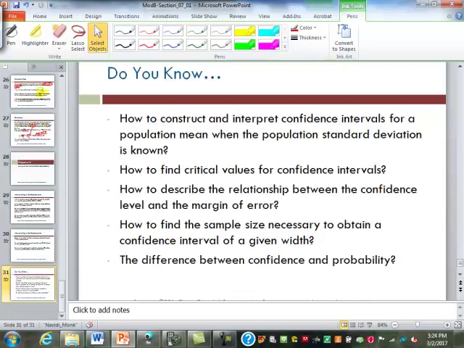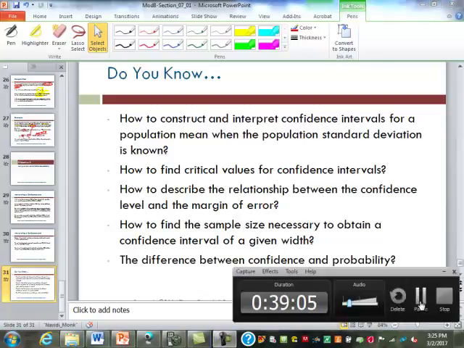Okay, so a review of the things we learned: what the interval was and how to construct it once we knew the standard deviation of the population, how to find the critical values, and how to find the margin of error and how it's affected by the sample size and critical values. We also learned how to find the sample size required to get a small enough margin of error. With that, I'm going to pause for a second while I pull up the next section.